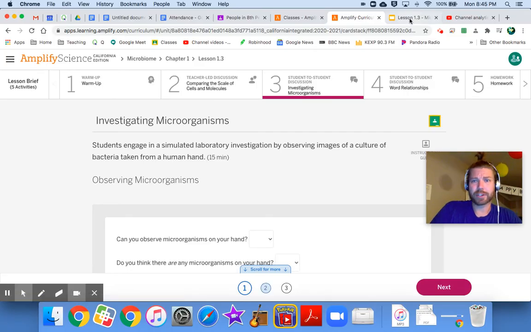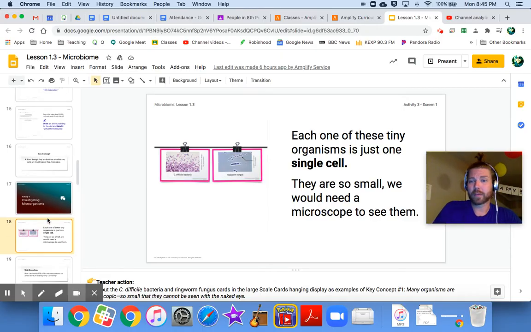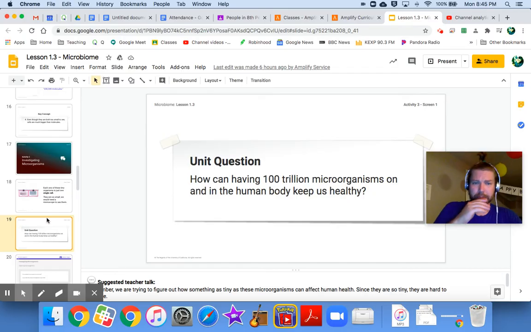Student-to-student discussion. Great. What is that going to be like? Each of these tiny organisms is just one cell. We took a look at C. difficile bacteria, and then the ringworm fungus. They're microscopic. They are one cell big. You would not be able to see them with the naked eye.